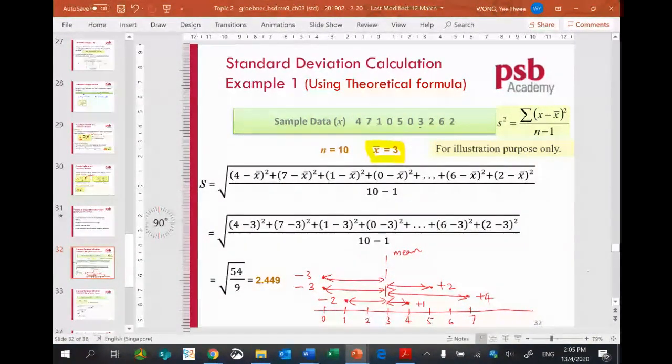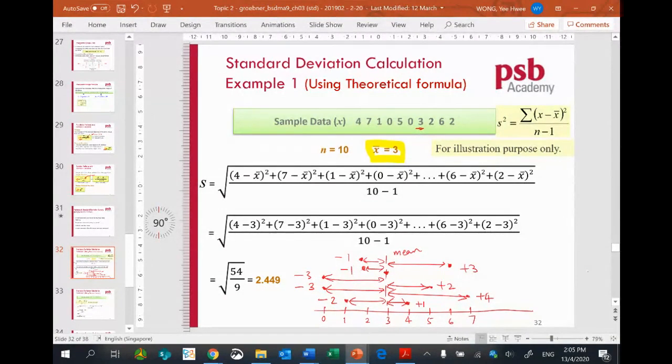Okay, the next number is 3. Where is this exactly on the mean side? So you just draw it here. No distance. Next, 2. How far is it from 3? 1 step to the left. 6, how far is it from 3? 3 steps to the right. 2 again here, 1 step to the left.